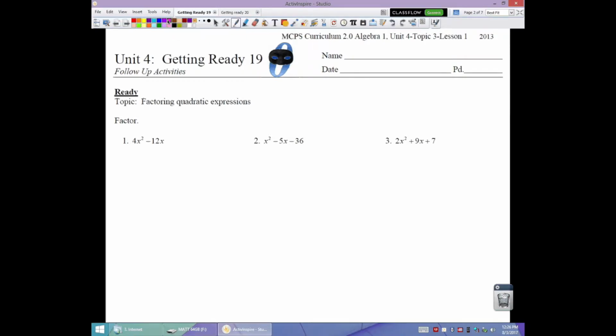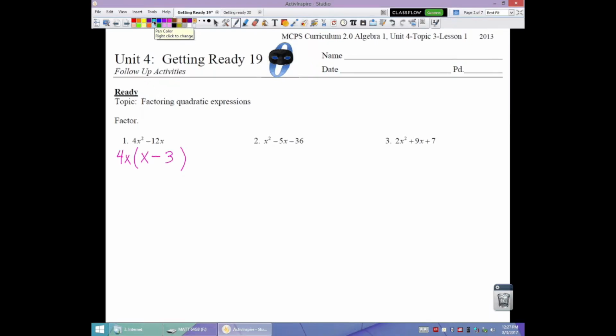As we look for a GCF, we see that 4 goes into both of those, and both terms have an x. So our GCF is 4x. 4x times what is 4x squared? Well, times x. 4x times something is negative 12x. It would be times minus 3. The binomial that remains in the parentheses, I still want to check for difference of two squares, but neither of those terms is a perfect square, so that one's finished.